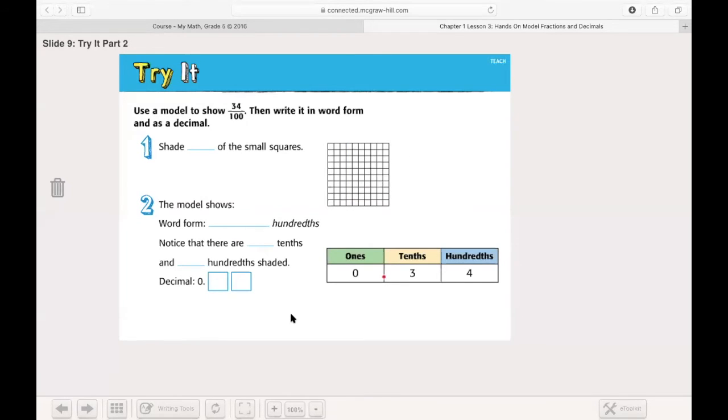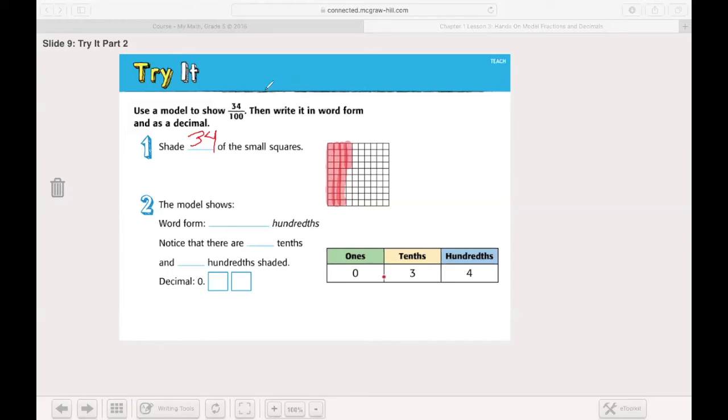Use a model to show 34/100ths. Then write it in word form and as a decimal. So we are going to shade 34 of the small squares. So that would be 10, 20, 30, and then 4 additional ones. Okay, so we've shaded in 34 of the small squares.